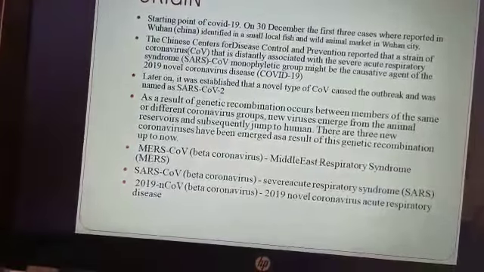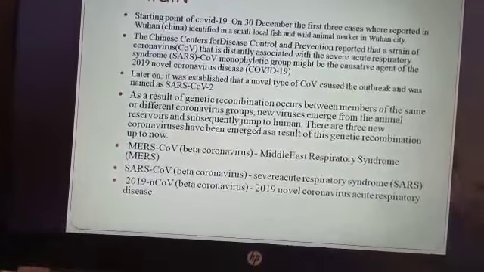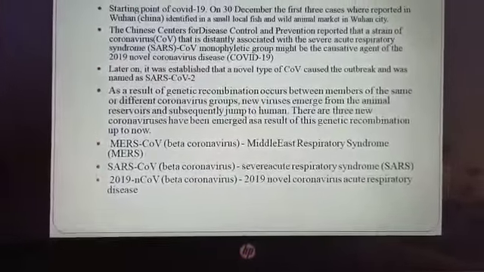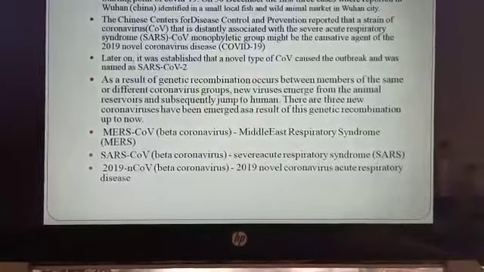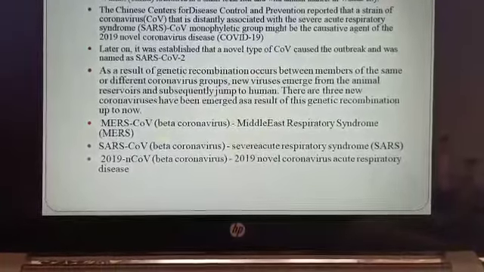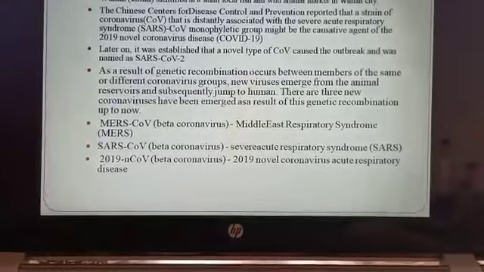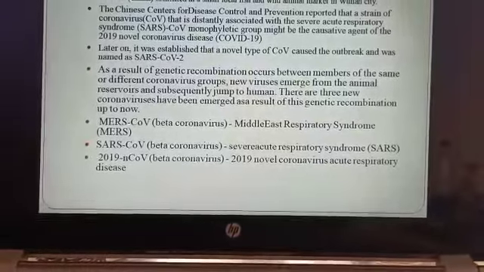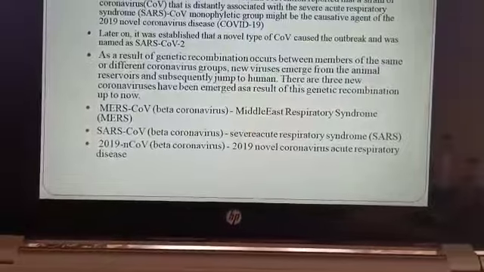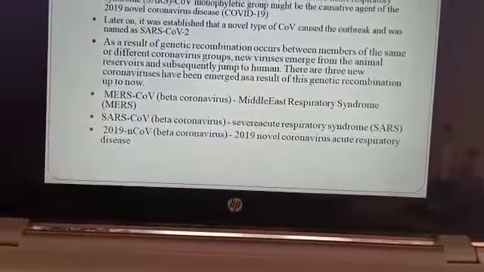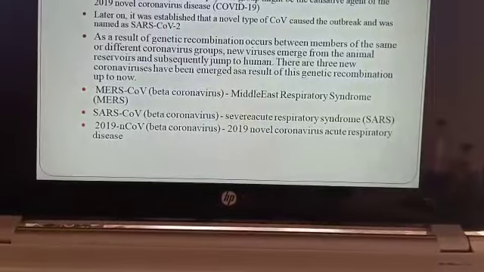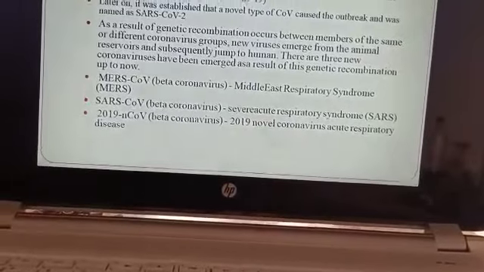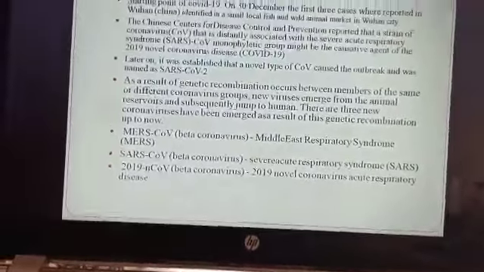SARS-CoV-2, as a result of genetic recombination that occurs between members of the same or different coronavirus groups. New viruses emerge from the animal reservoir and subsequently spread to humans. Moreover, 3 new coronaviruses have emerged as a result of genetic recombination, which are MERS, that is Middle East Respiratory Syndrome, SARS, that is Severe Acute Respiratory Syndrome, and the 2019 Beta Coronavirus, the 2019 novel coronavirus acute respiratory disease.